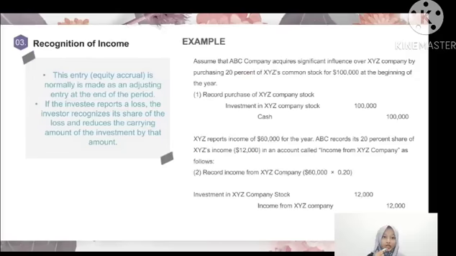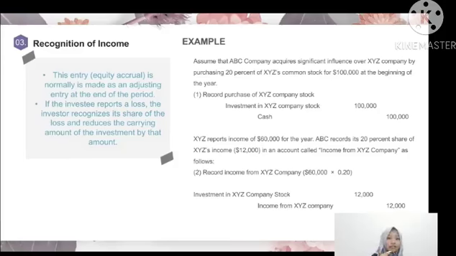And we move to the recognition of net income. This entry, equity accrual, is normally made as an adjusting entry at the end of the period. If the investee reports a loss, the investor recognizes its share of the loss and reduces the carrying amount of the investment by the amount.